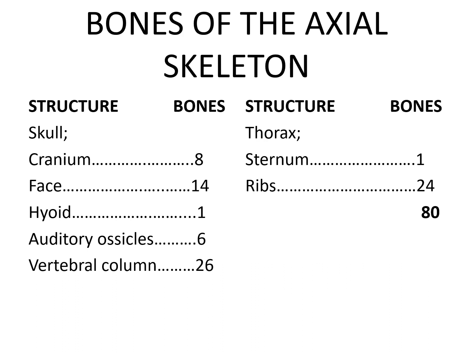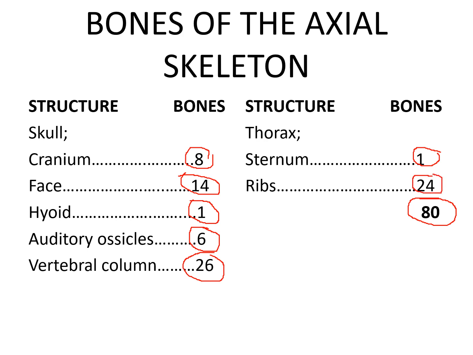Let's go back to the axial skeleton. We're going to get the numbers of the bones, and how they come up to 80. We start with the bones of the skull. We have the cranium, which has 8 bones. The face has 14 bones. There is 1 hyoid bone. The auditory ossicles are 6 bones, 3 on each side. The vertebral column consists of 26 bones. The sternum has 1 bone, and the ribs are 24. If you add all this, you come up with 80 bones in total.